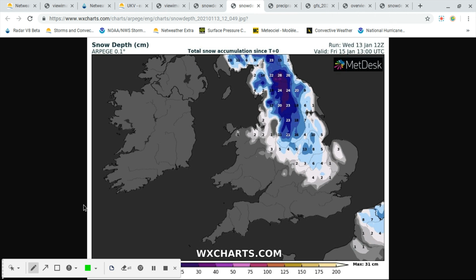A more aggressive model solution would be this one. It doesn't have the extent as far south as the other one, but it has a bit more of an extent than the other one. So, a bit more severe than the other one. So 2 to 5 centimeters.